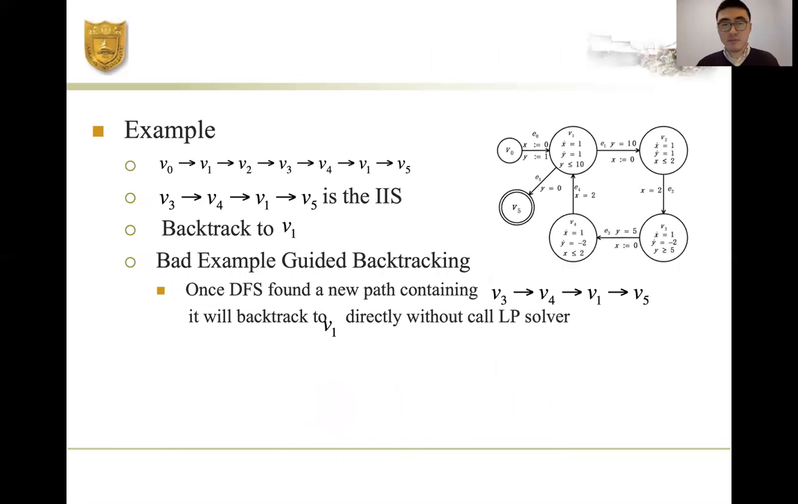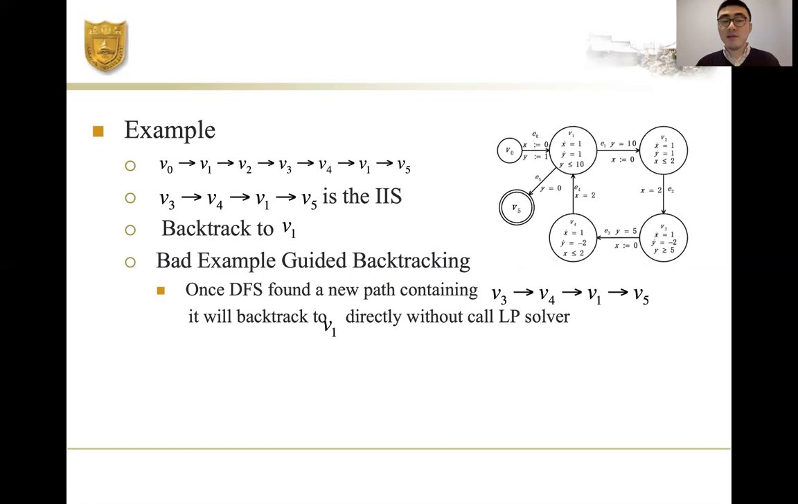Okay, here, for example, we have V0, 1, 2, 3, 4, 1, 5, right? Here, it's a path that goes into this loop and then goes to 5. And when we use our method, we can tell 3, 4, 1, 5 is an IIS because these path segments generate some constraints that make the whole constraint set infeasible. So what can we do now? Because for an IIS, if you remove any one of them, the left part becomes feasible. So what we can do is we just remove the last node, which is V5, and we backtrack to V1.